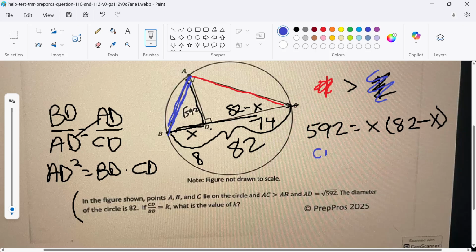So CD over BD, BD, hey, Buck, look that up on YouTube, you'll find it. CD over BD equals 74 divided by 8. You can use a calculator. 8 times 9 is 72, 20. 8 times 2 is 16, 4 left over. 8 times 5 is 40. 9.25 is the answer. The answer, my friends, is 9.25. The answer is 9.25.